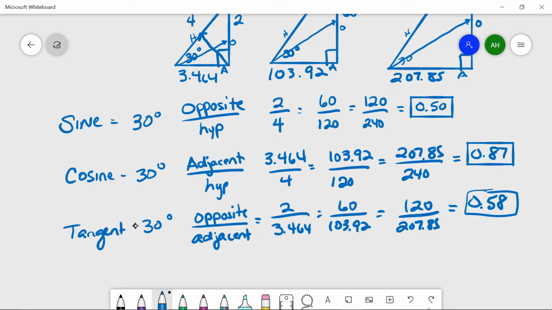Okay, so what I can say right here is that the sine of a 30-degree angle equals 0.05. The cosine of a 30-degree angle equals 0.87. And the tangent of a 30-degree angle equals 0.58. And I find the sine, the cosine, and the tangent of those angles by dividing opposite by hypotenuse, adjacent by hypotenuse, or opposite by adjacent. Okay? So this is how we calculate sine, cosine, and tangent.